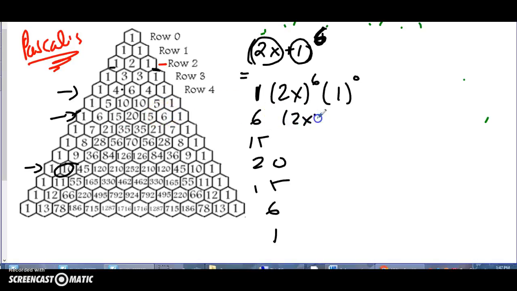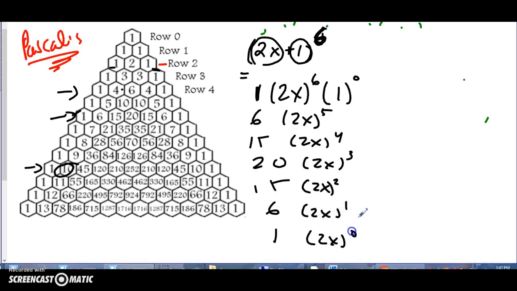And I go 2x to the 5, 2x to the 4, 2x to the 3, 2x to the 2, all to the 2. Be careful with that. 2x to the 1, and 2x to the 0. And then this is all 1. And the nice thing about 1 is all these are going to disappear. I will write them out though. Then you'll notice they will disappear.